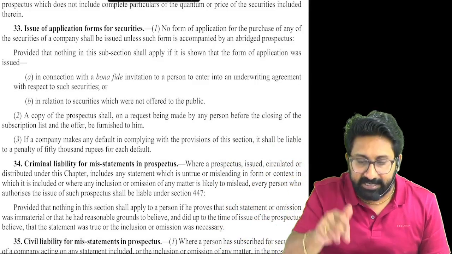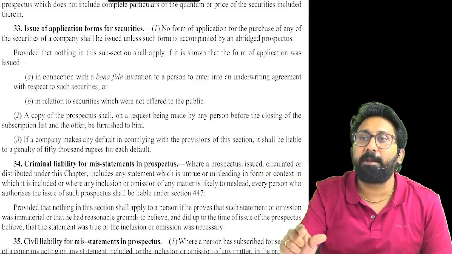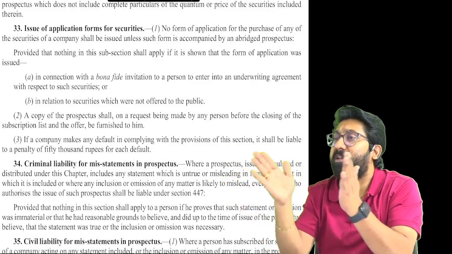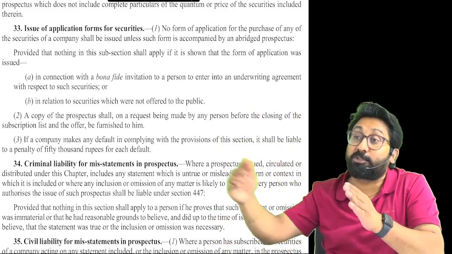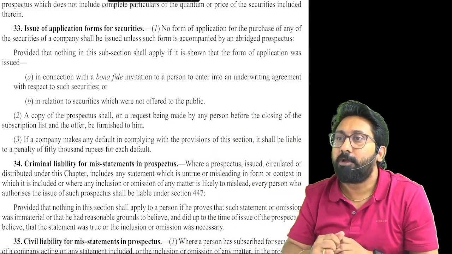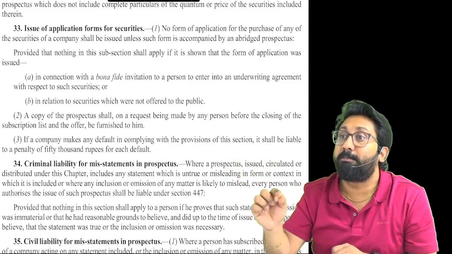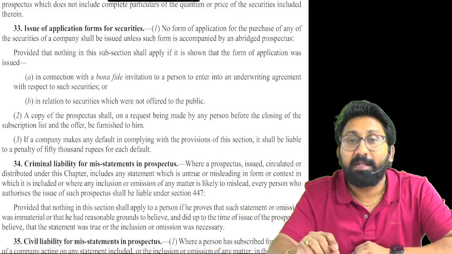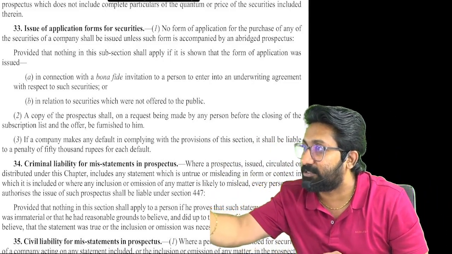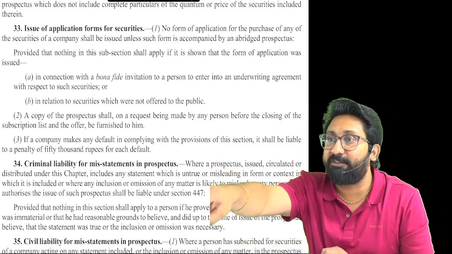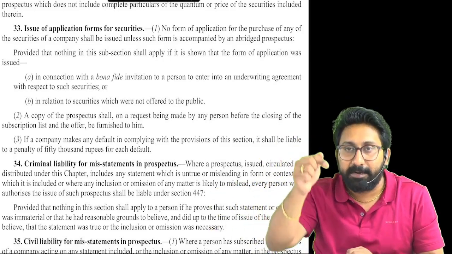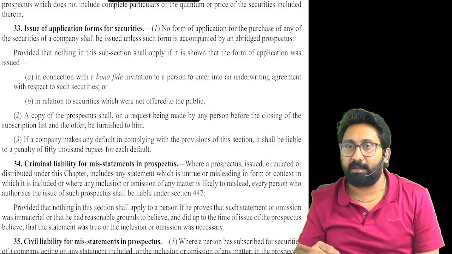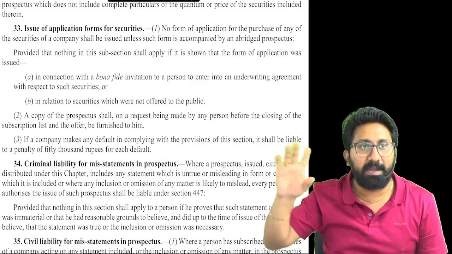Therefore, this section says that whenever a company wants to issue an application form, you will attach the application form to a prospectus. That prospectus to which you are attaching this application form should not be a full prospectus, it should be an abridged prospectus. What is abridged? Yesterday, in accounts of company law, we saw salient features of financial statements. Like that, an abridged prospectus will contain the salient features of the main prospectus.